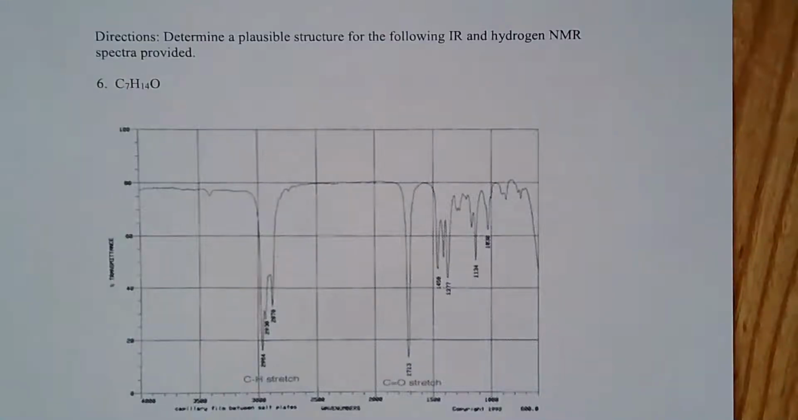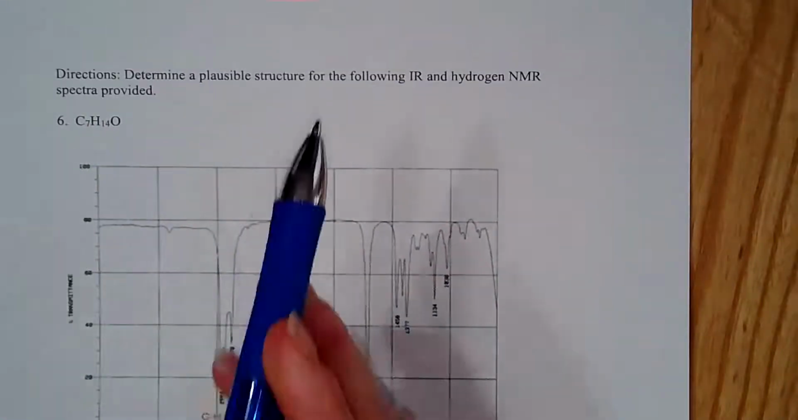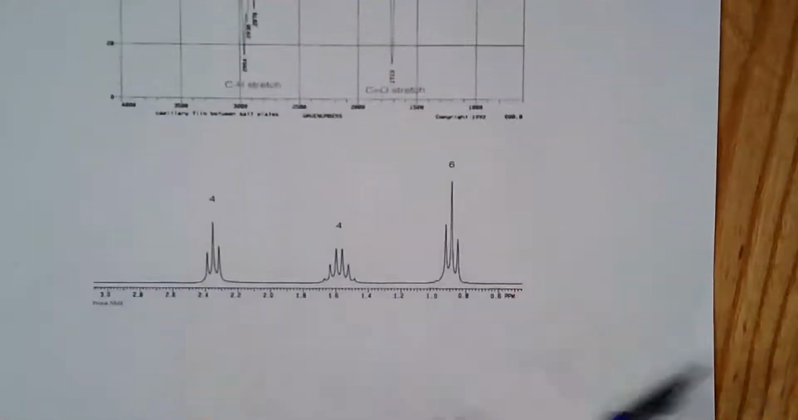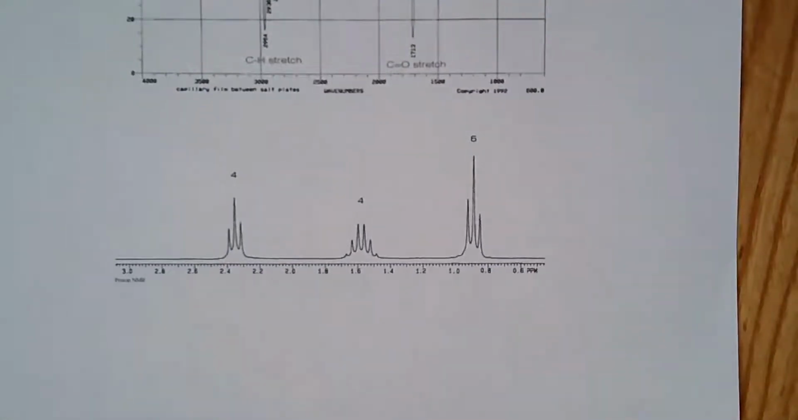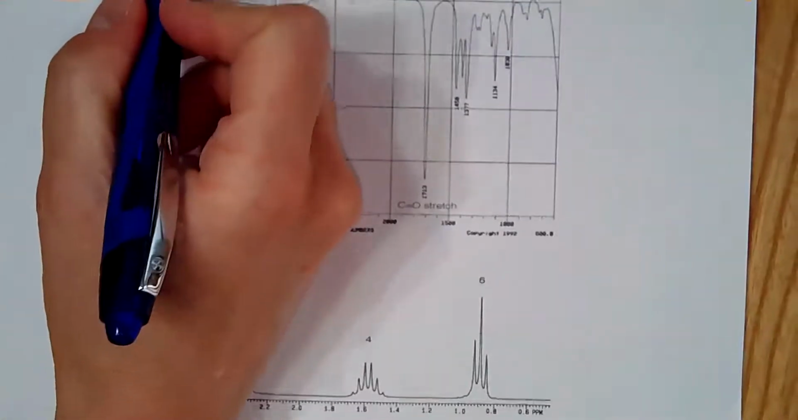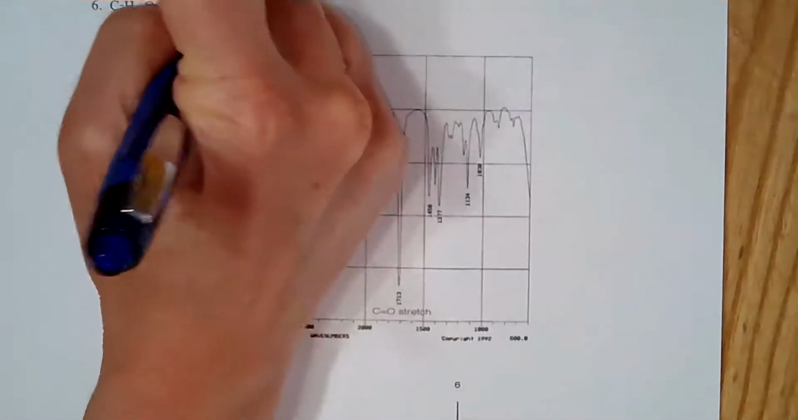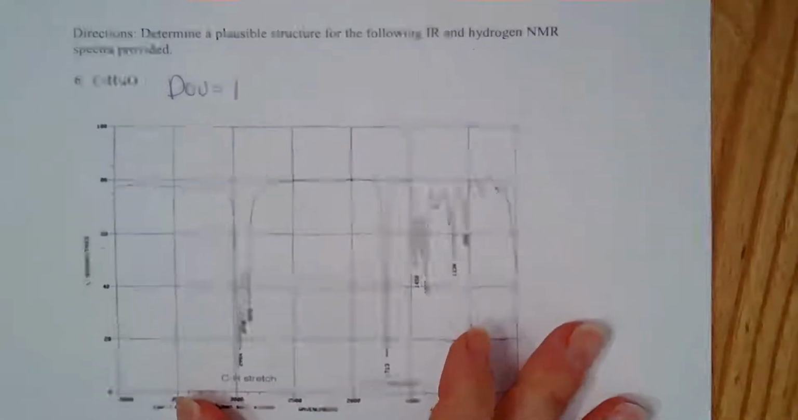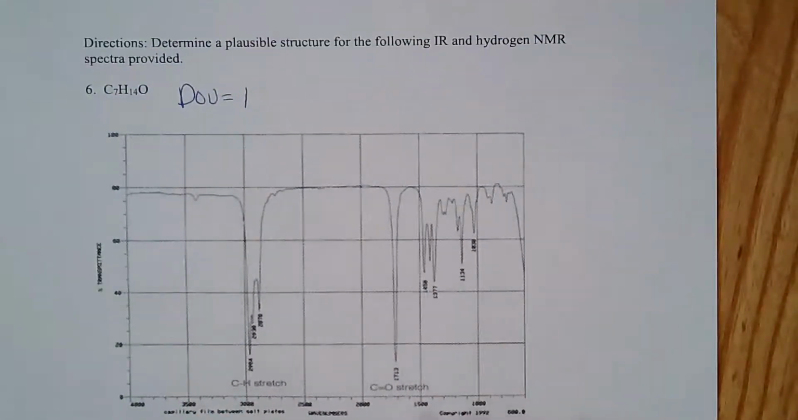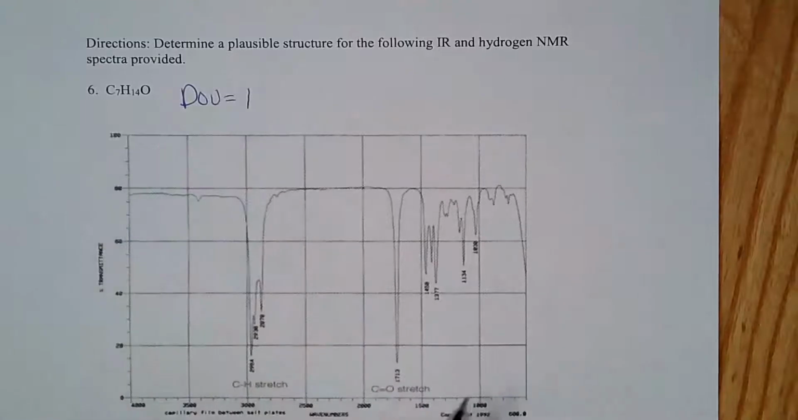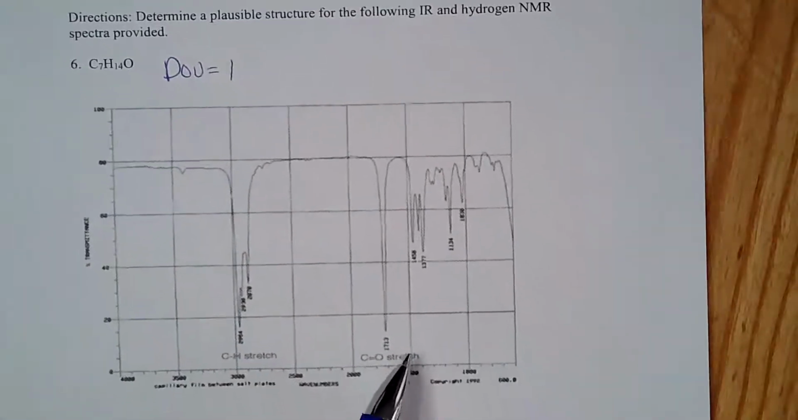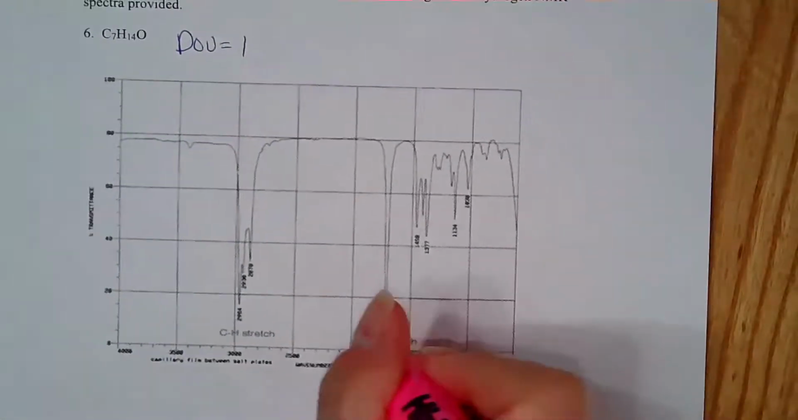So now you are going to be taking a formula, an IR, and then an NMR, and putting it together in the correct manner, okay? So first off, I need to recognize that this is C7H14O. So I could do a degree of unsaturation, and I will get a degree of unsaturation of 1, okay? I have 1 oxygen. I got a C double bond O stretch down here, okay?